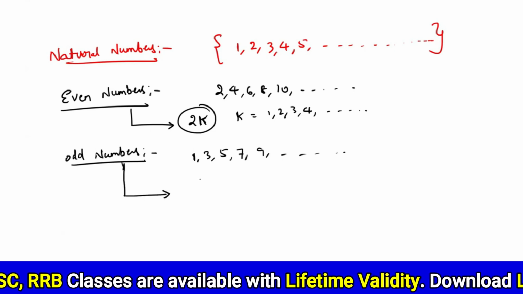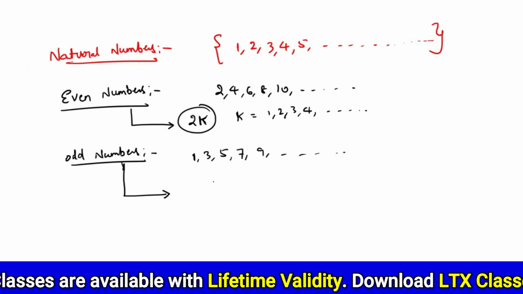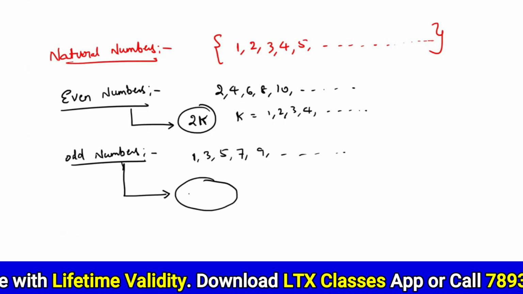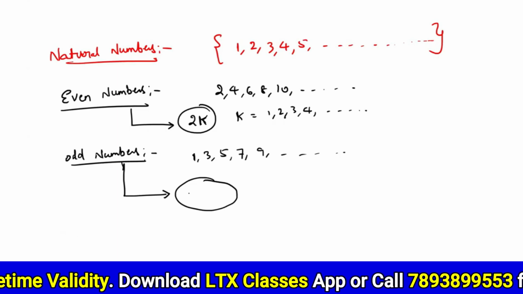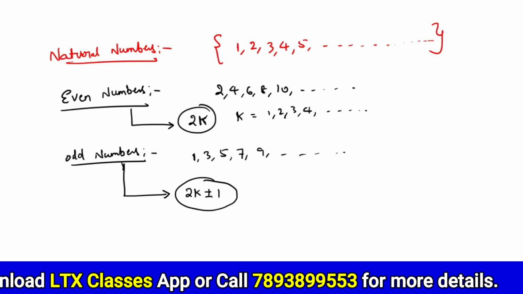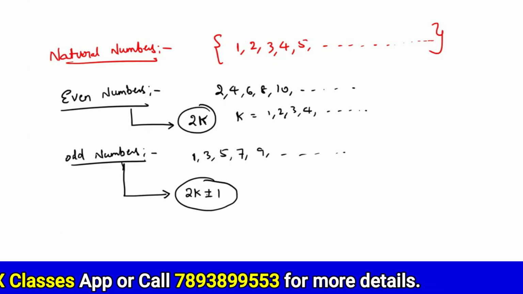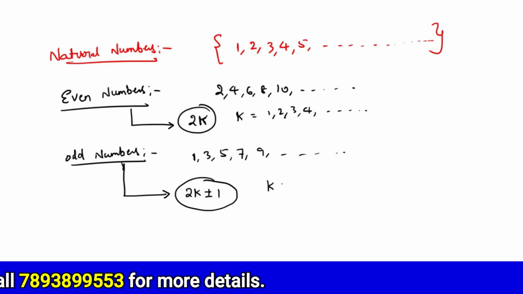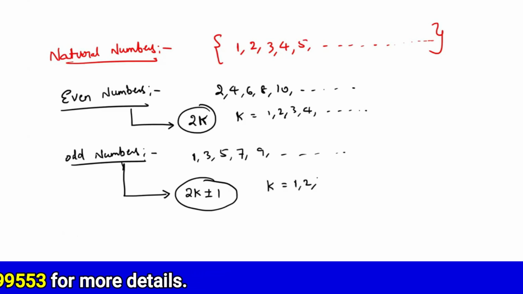What is the general representation for odd numbers? For even numbers, it is 2 times k. For odd numbers, not divided by 2, what is the general representation? It is 2k plus 1, or minus 1. Plus or minus 1, not only plus 1. And now the value of k can be taken as any natural number.